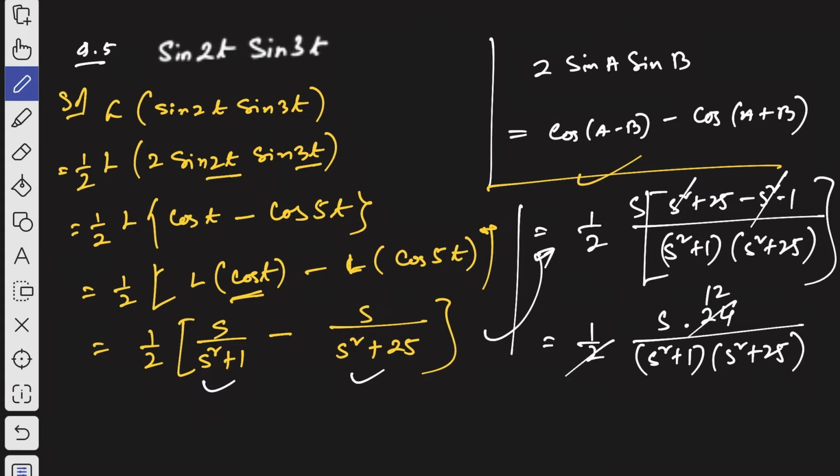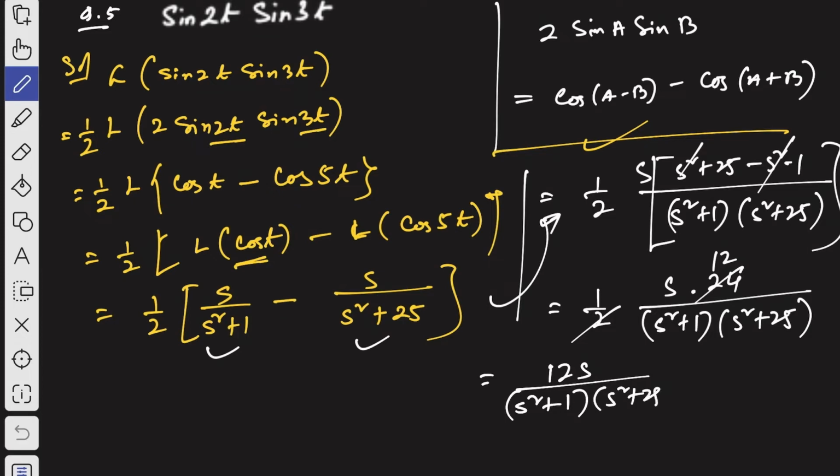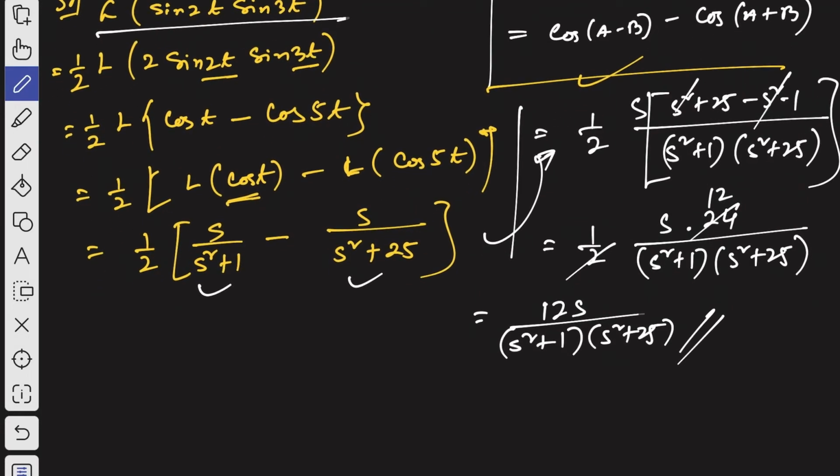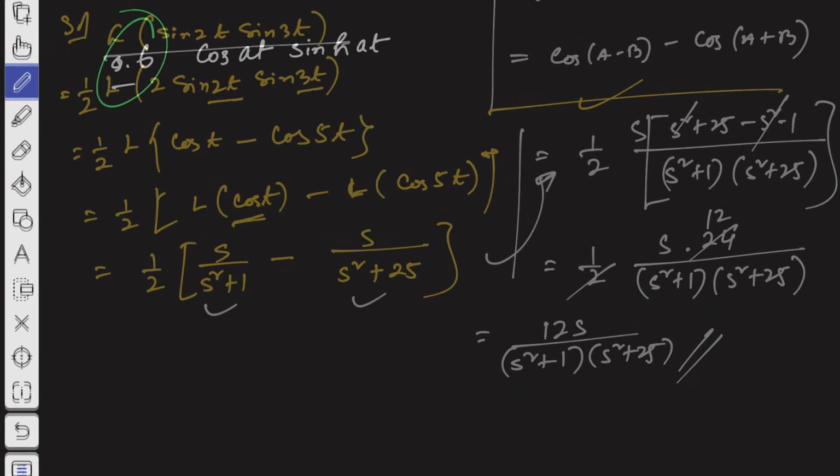So our final answer is, so let me scroll down the page a little bit. So our final answer is 12 s by s square plus 1 into s square plus 25. That's what we will get. That is the Laplace transformation of sine 2t into sine 3t. So hope you have understood this. Now let's move on to the next question.